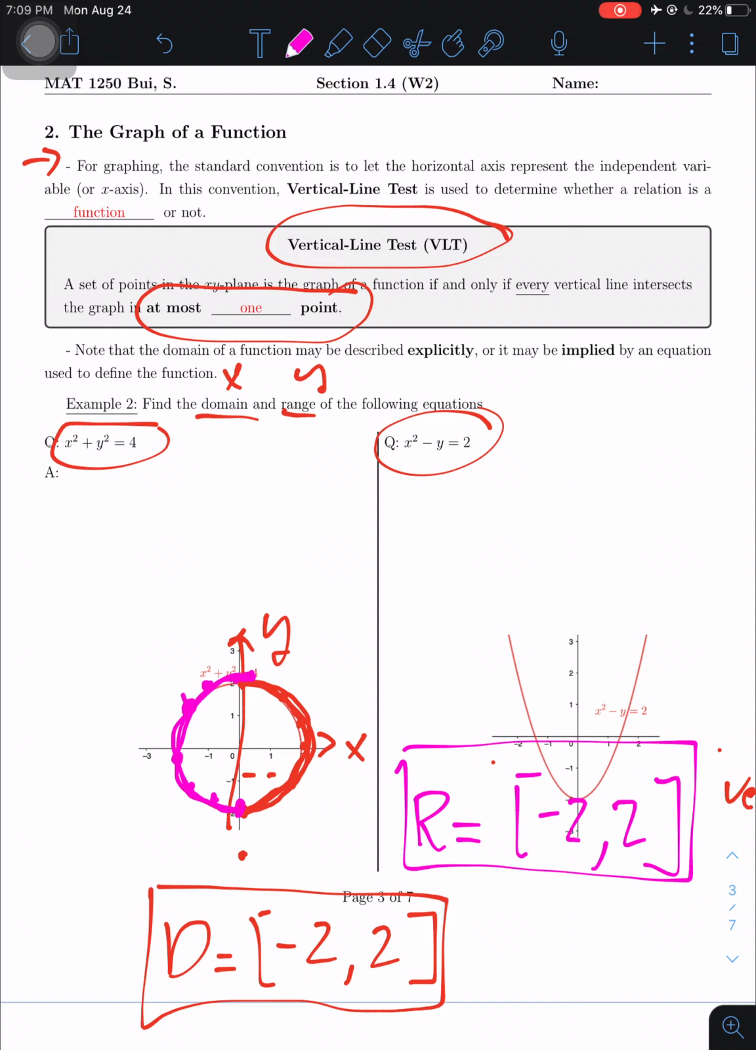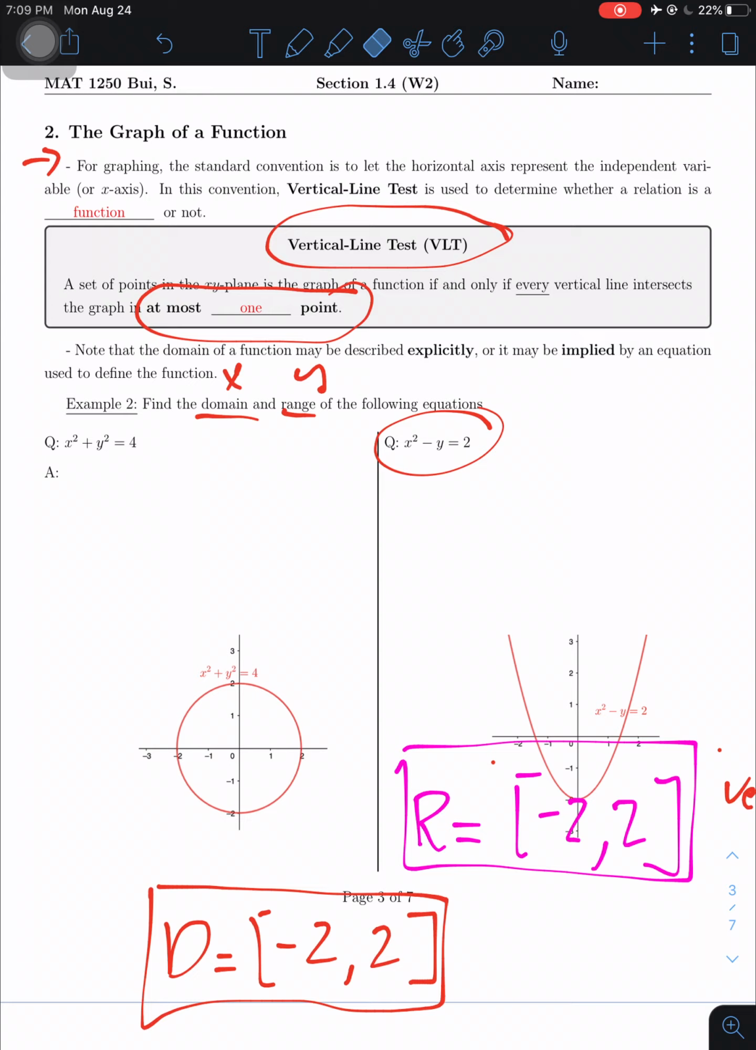But unfortunately, we don't have the graphs all the time, right? If I don't give you this picture, how can I know what's the domain and what's the range of the equation? Well, we'll do it algebraically. Okay, be prepared. It's going to be a little bit ugly. Let me get rid of some stuff in here so that we have more space.